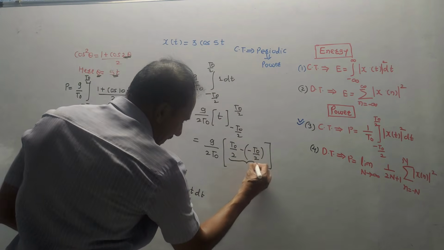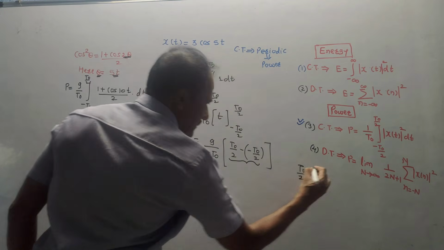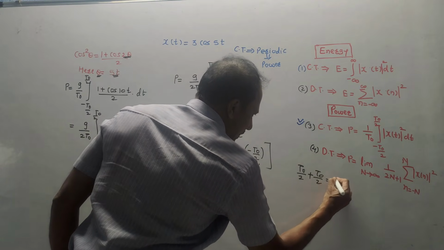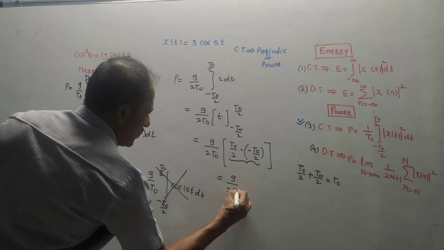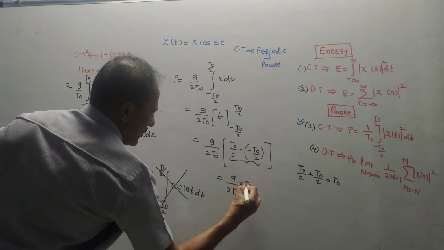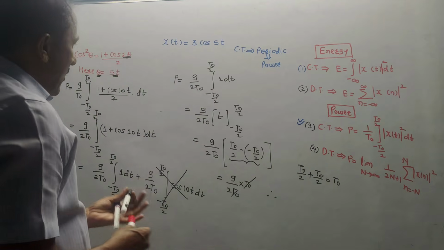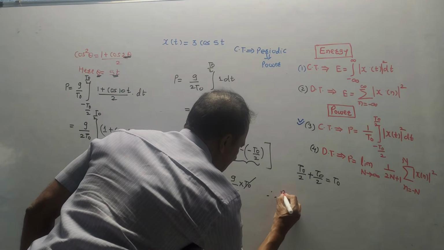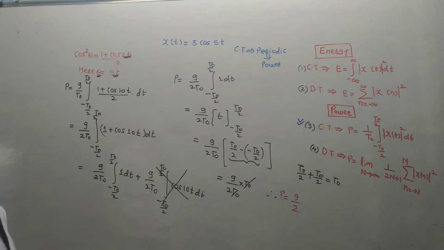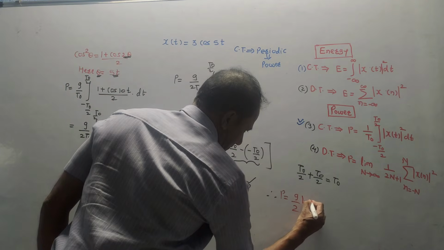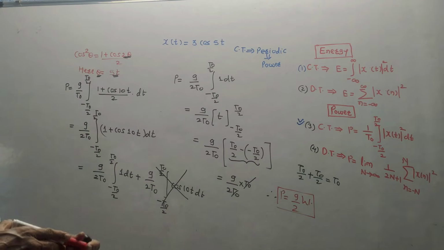So T0 by 2 plus, minus of minus becomes plus, plus T0 by 2, it becomes T0. So this answer will be 9 by 2 T0 into T0. T0 gets cancelled. So the final answer of power is P is equal to 9 by 2. Since it is a power signal, its unit is watt. Now we have done somewhat lengthy calculation and we have got the answer 9 by 2 watts.